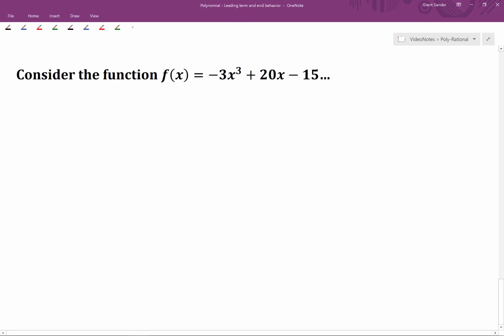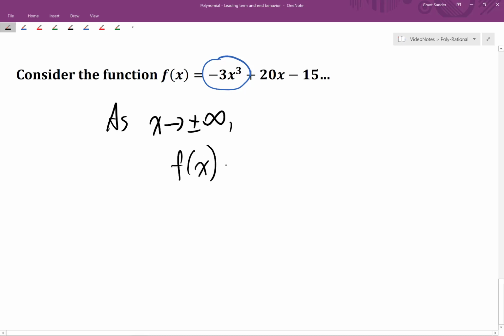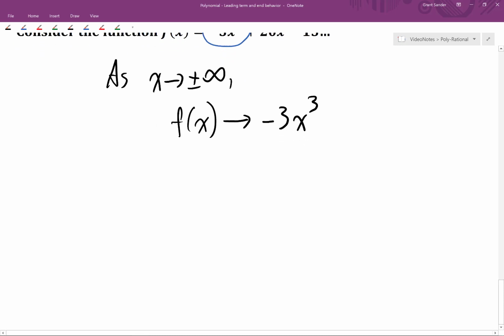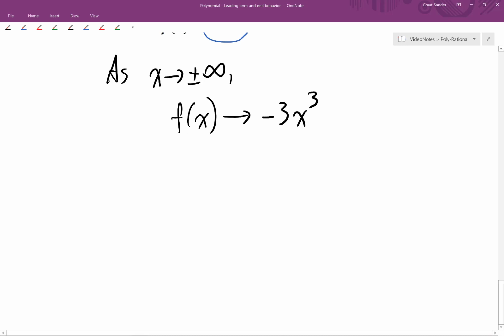Okay, let's look at one last quick example. Consider the function f of x equals negative 3x cubed plus 20x minus 15. Our leading term is negative 3x cubed, so as x increases or decreases without bound, so as x goes either to the right or to the left, f of x, the value of that polynomial expression, approaches that leading term, which is negative 3x cubed. We can also say things about how negative 3x cubed behaves as x increases or decreases without bound.